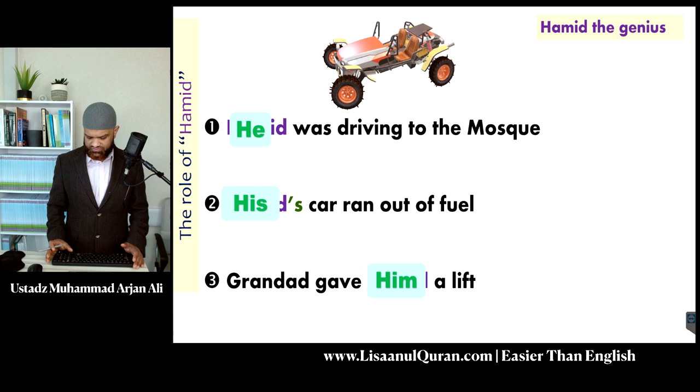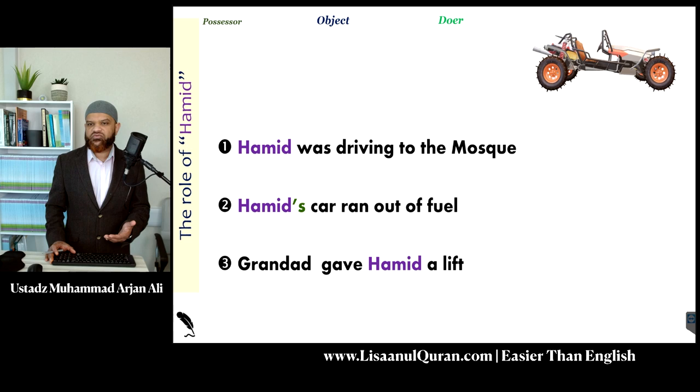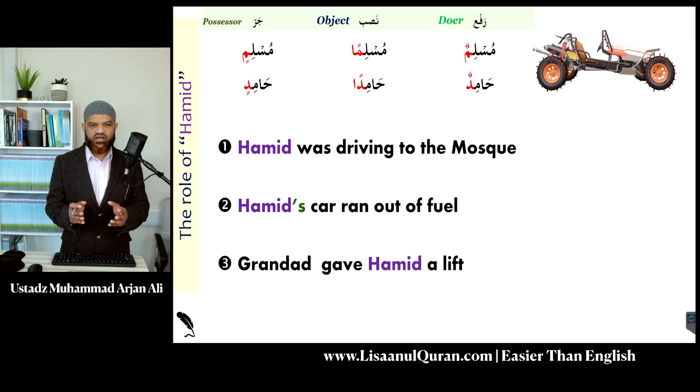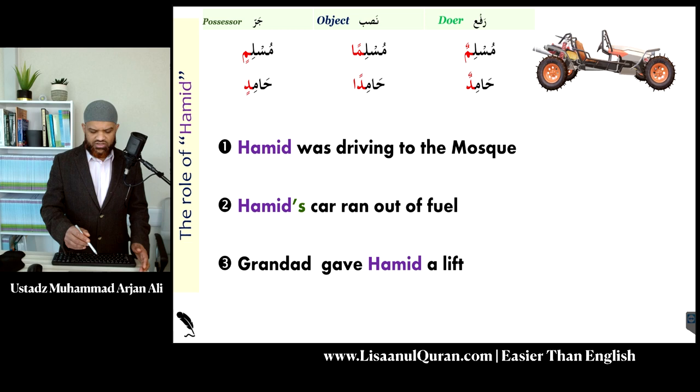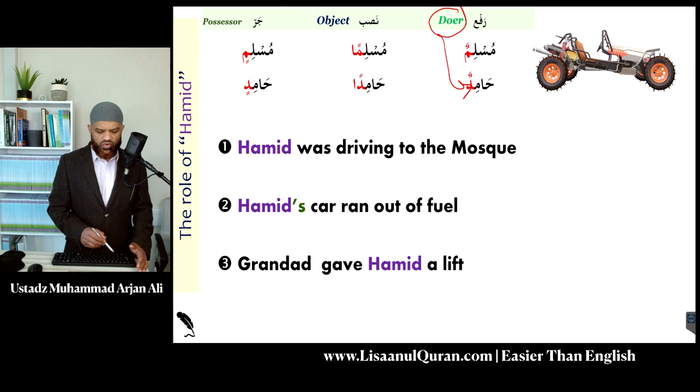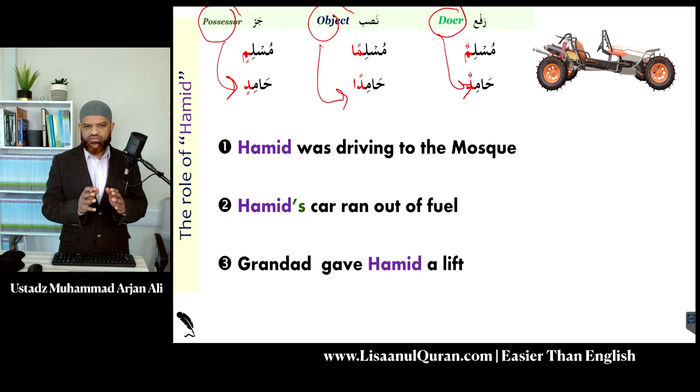In Arabic, we have the same thing which we've learned, alhamdulillah, so far. We've known that there are three statuses of i'rab. First one, we have rafa', which is Muslimun, nasab, Musliman, and jarr, Muslimin. We can do exactly the same with Hamid: Hamidun, Hamidan, Hamidin. So when I need to use the doer version in a sentence, I have to use Hamidun. When I need to use the object version, I need to use Hamidan. And for example, when I need to use the possessor version, I will use Hamidin. I hope you can see that, inshallah, three different ones need to go.